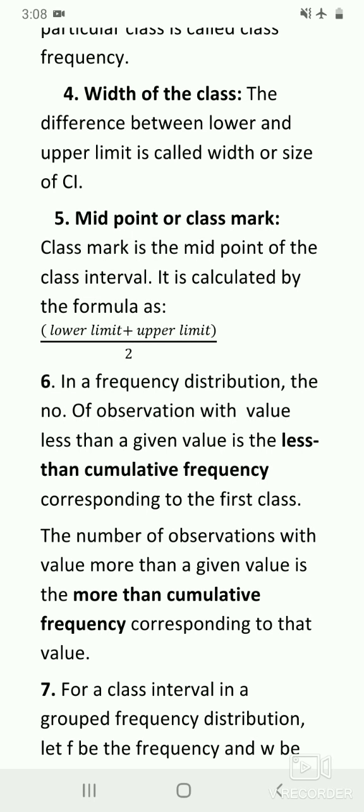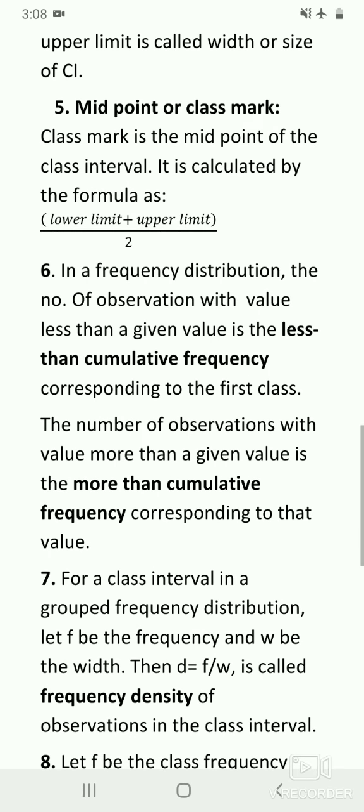So the next definition is, in a frequency distribution, the number of observations with value less than a given value is known as less than cumulative frequency corresponding to that value. Similarly, the number of observations with value more than a given value is known as more than cumulative frequency corresponding to that value. About this I'll be telling you when we are solving the problems.